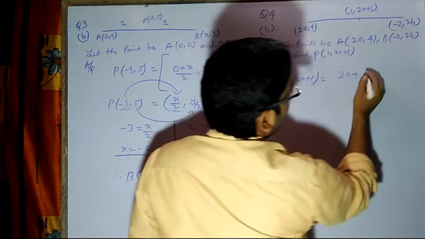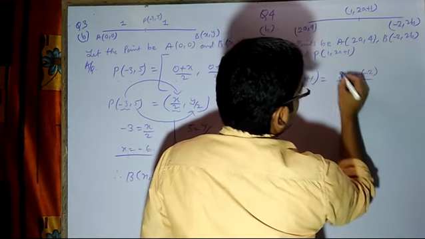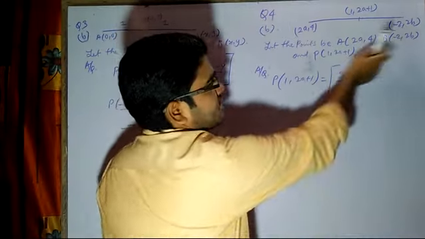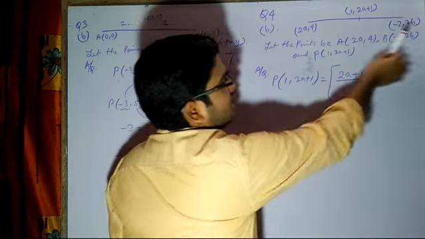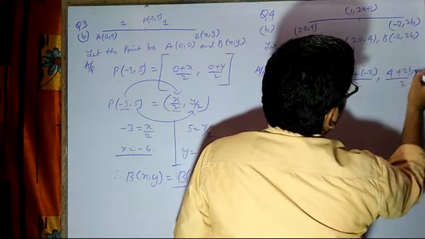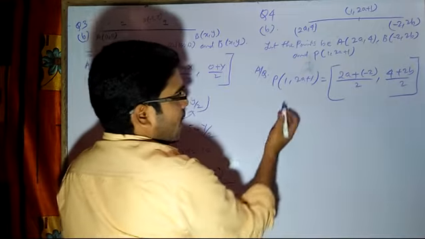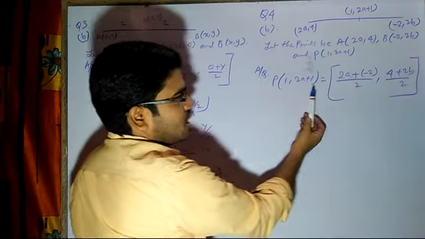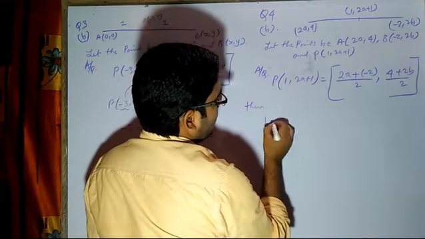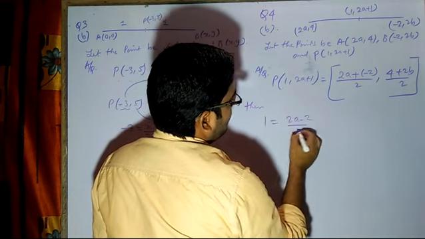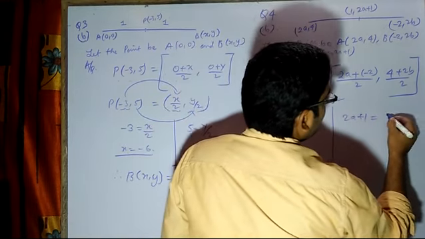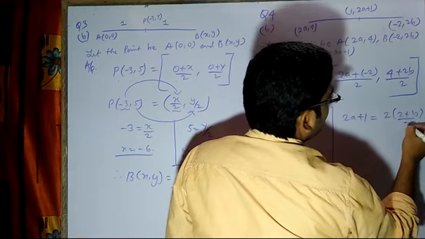(2a + (-2))/2, because for the midpoint we know the sum of the coordinates divided by 2: abscissa addition divided by 2, ordinate addition divided by 2, (4 + 2b)/2. Now as I have told you, abscissa will be compared with abscissa, ordinate will be compared with ordinate. Then you can write 1 is equal to (2a - 2)/2 and 2a + 1 is equal to (4 + 2b)/2.